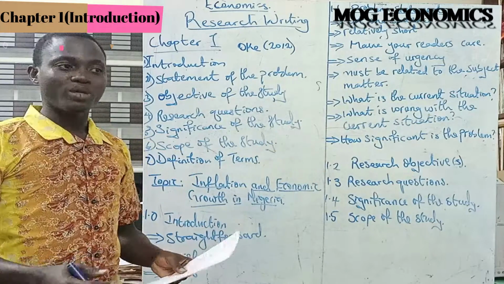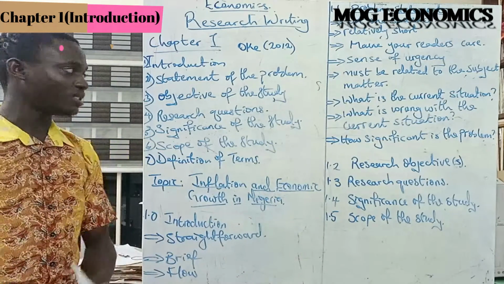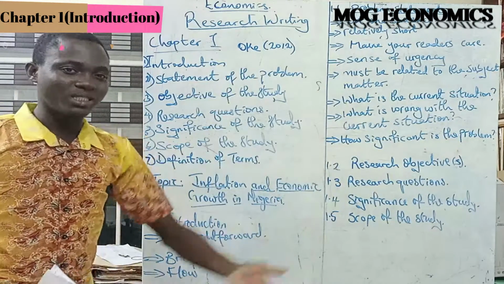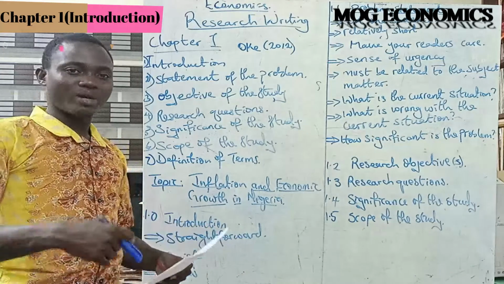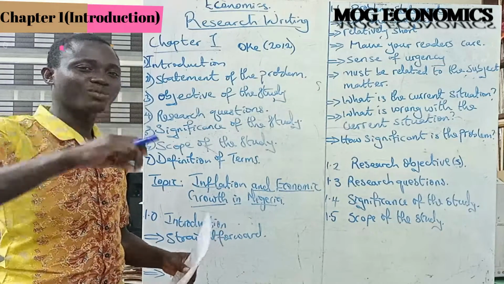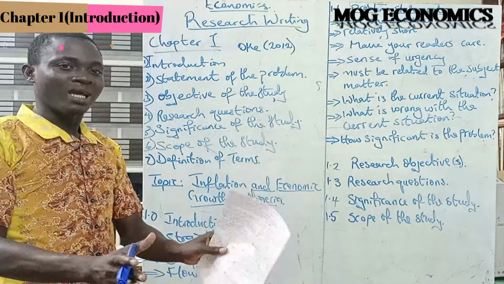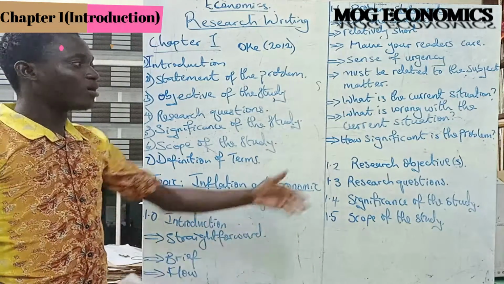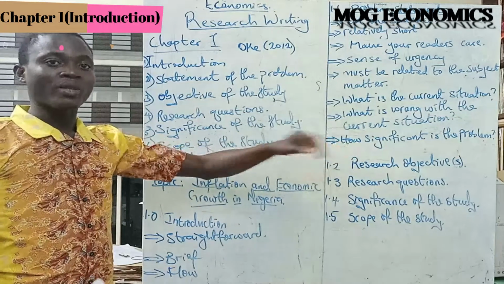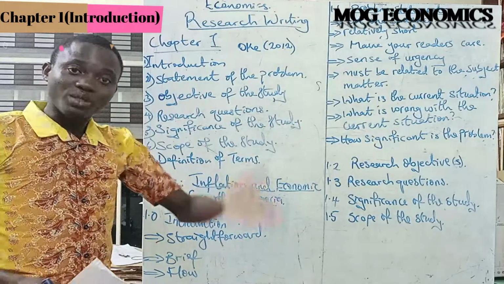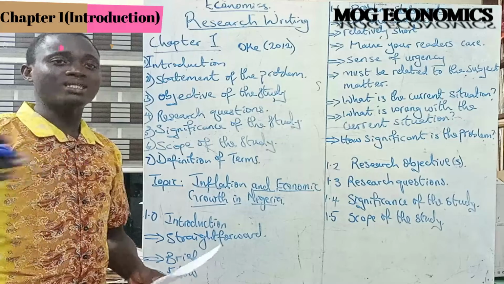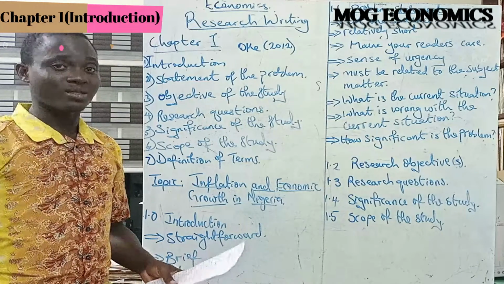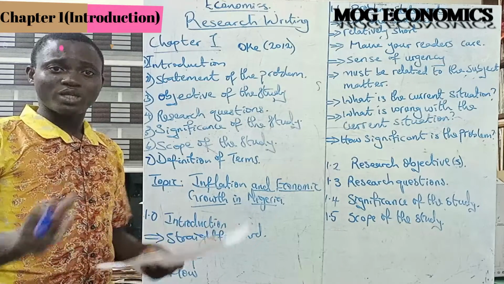Now, what's the current situation? You're talking about a problem, so there's something on the ground already. What is wrong with it? In your writing you must be able to demonstrate that there's something wrong with the situation of things, and that is why you are trying to address it. That's why you're trying to change it. Then, how significant is the problem? How deeply does it affect people? How many people does it affect, or how many people can it affect? Those are things that you must mention in your problem statement.